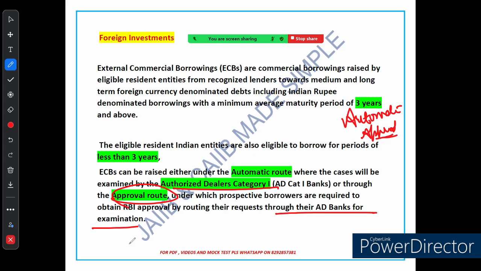So, that's it. Now you know what ECBs are, how companies borrow money from abroad, and the two ways they can get it done.